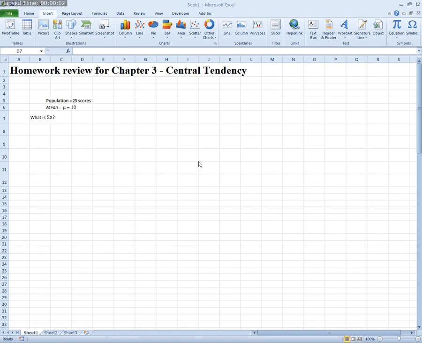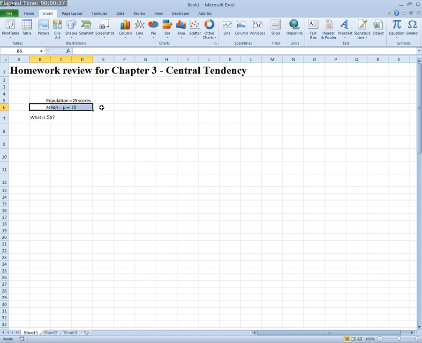The next question is question 10. And question 10 is asking, I'm just reading from the book here, a population of n equals 25 scores has a mean of 10. What is the value for the sum of x? So population, again, is 25 scores right here, and mean is 10.